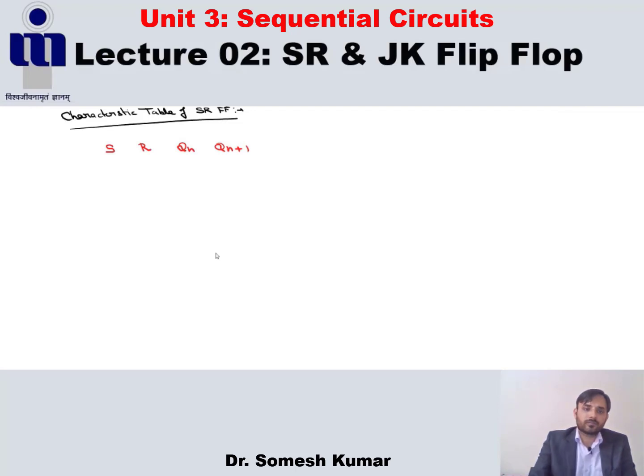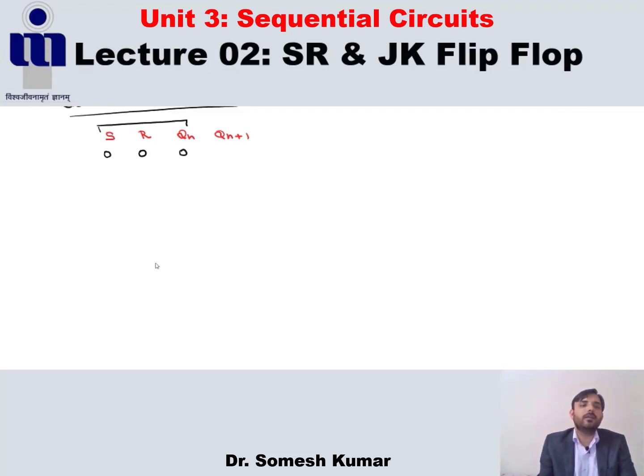Fine. So how many combinations here? Basically here are 3 inputs. The present state may be 0 and may be 1. So in the first combination both S and R are 0, 0. This characteristic table can also be derived from its truth table. Here S is 0, R is 0, and we say the previous state is 0. In that case, what is the next state?